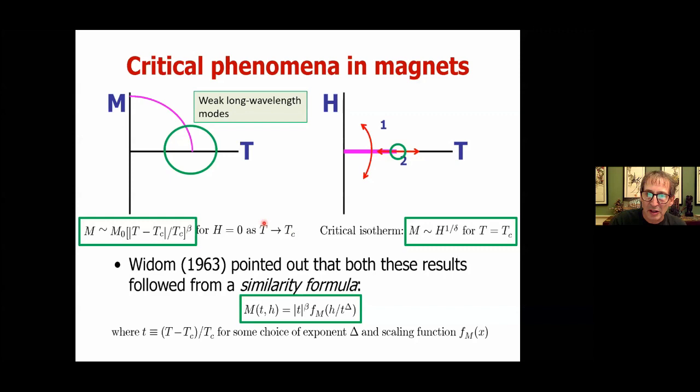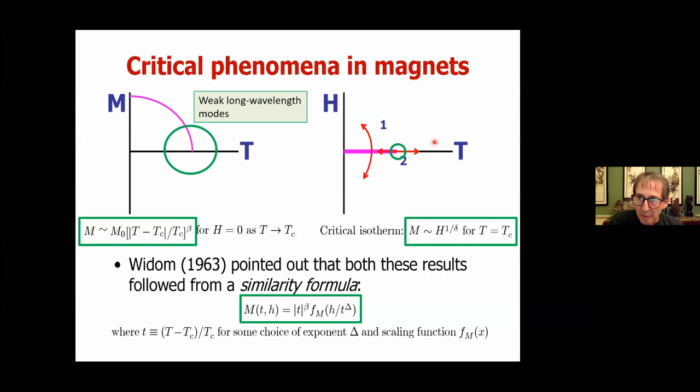Then you can do another thing. Let's ask what happens when I look in the external magnetic field-temperature plane. This picture shows you what happens as you go down here at zero external field. But what happens if the external field is not zero? Here is the critical point, which I've circled. If I'm up here and apply an external magnetic field to a magnet at this temperature, the spins would line up with that external field, and you would induce a magnetization that's proportional to the external magnetic field. That's called Curie's law, and you all know this law.